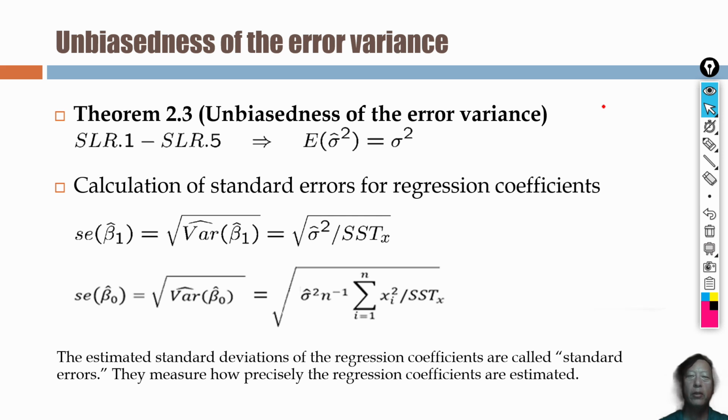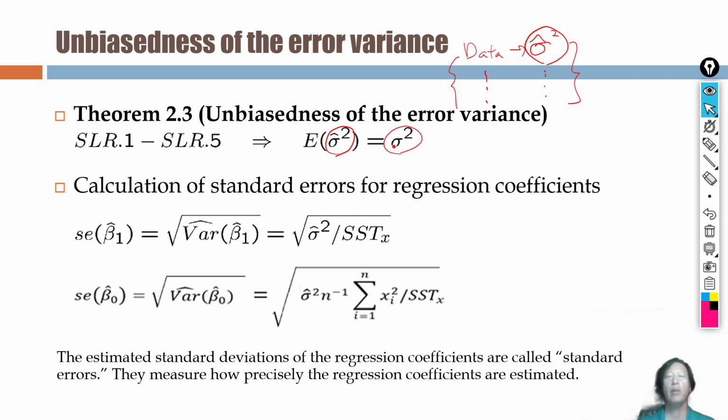So, the theorem: the unbiasedness of the error variance. Of course, this value, sigma hat square, depends on the data. If you have a different data set, you have different numbers. However, if you just repeat the same thing with randomly selected data and calculate the average, this average should go to the real population sigma square.